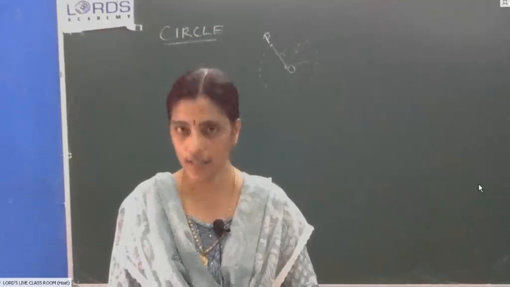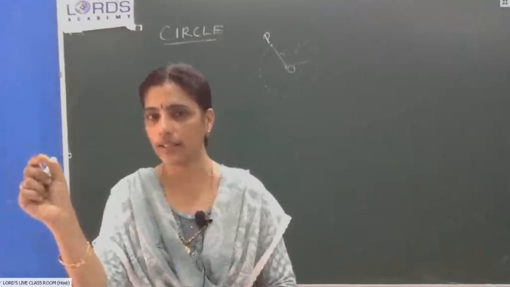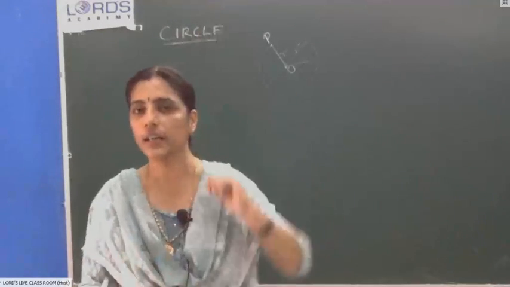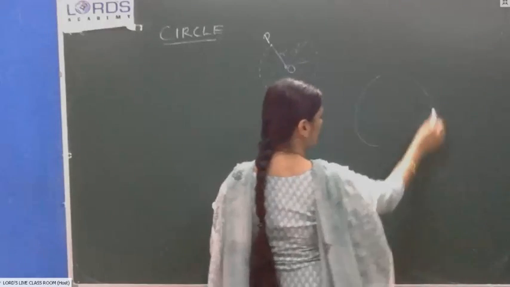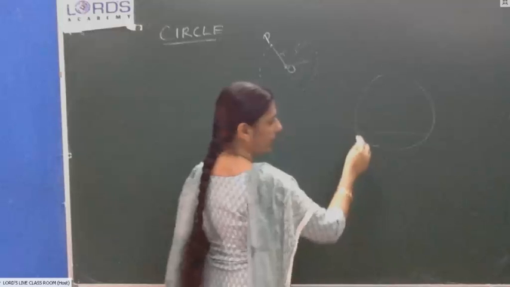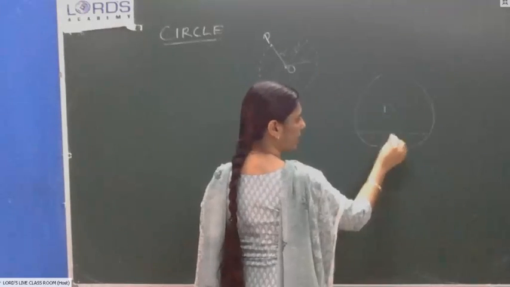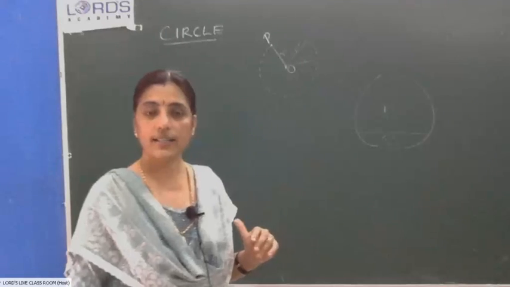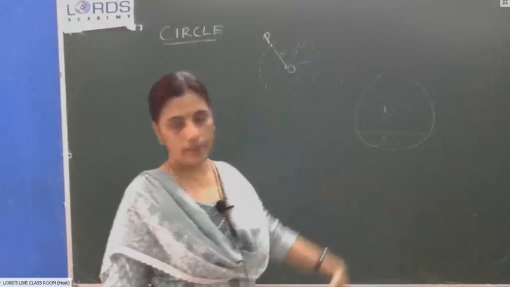Then what is meant by a segment? If a chord divides a circle into 2 parts, each part is known as a segment. This is a chord. If this chord divides the circle into 2 parts, first part and second part, each part is known as a segment. The big part is the major segment, the small part is the minor segment.